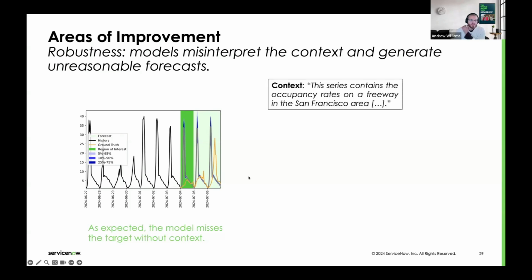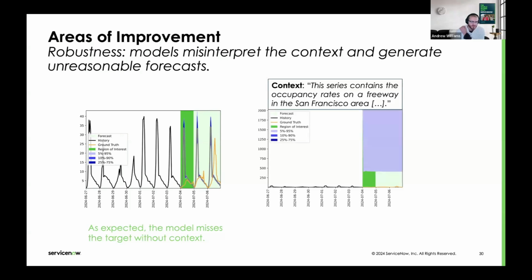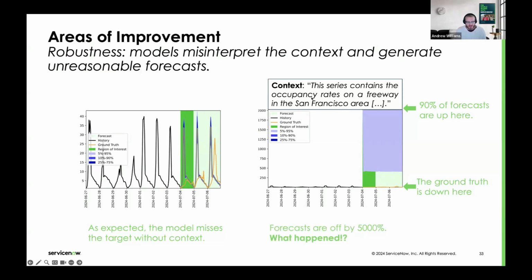No problem. So now let's say we give the context to the model, which is helpful context supposed to help it forecast. And then what we see over here, if you can't see much on this plot, it's normal, because essentially what's happening is that 90% of the model's forecasts are way up here at a value of like 2000, whereas the ground truth is way down here with values much closer to like 30 or something like that. So the forecasts are off by like 5,000%. And so the question is, what happened? Why did the model output this? And we don't know. It's a language model. It's a black box. And so one area of improvement here is definitely robustness of the forecasts.